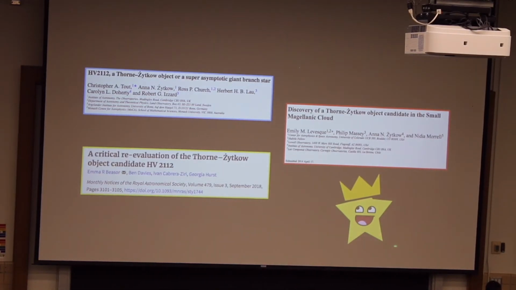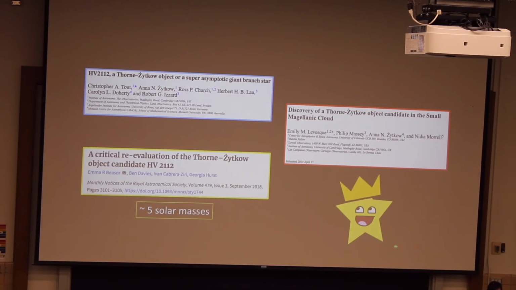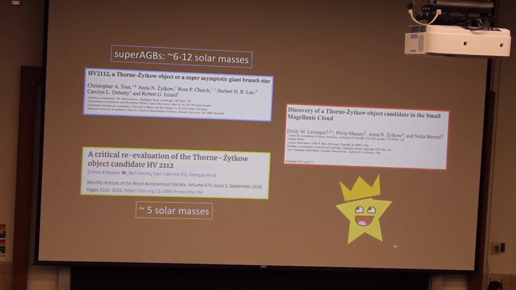Other studies posited that HV2112, instead of being a Thorne-Zytkow object, was a giant star just like our sun would become. So one study thought that HV2112 had about 5 times the mass of our sun. This would make it a pretty large AGB star. There was another study, it didn't make a conclusive argument for TZO or something called a super AGB star, but it pointed out that a lot of the characteristics of HV2112 could be explained by something called a super AGB.